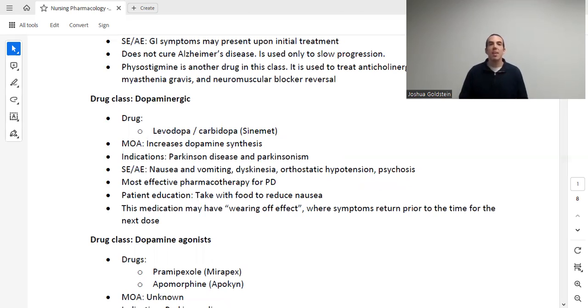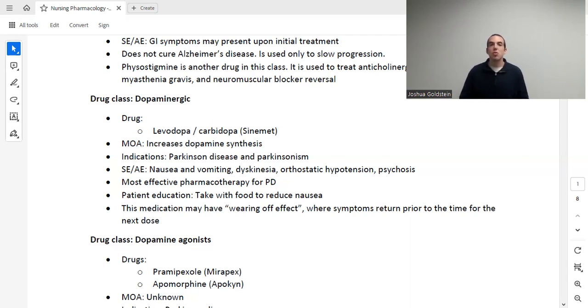The next drug class we have are dopaminergic agents, and at this point, we're moving on to Parkinson's disease. Dopaminergic agents include levodopa-carbidopa, and this is used to increase dopamine synthesis. Our goal of treatment, like in Alzheimer's disease, where it was to increase the acetylcholine level, is now, with Parkinson's disease, to increase our dopamine level. So how does this work? It increases dopamine synthesis or creation in the body through various methods that I wouldn't expect you to have to go into at the RN level.